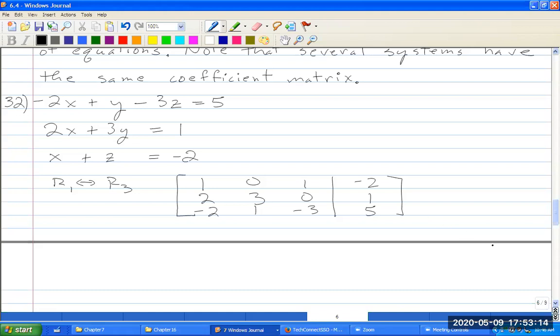Okay, so let's pivot. So I want to eliminate this 2 here, and so I'll take R2, subtract from it twice R1 to get me a new R2. For this, I'll want to eliminate the -2, so I'll take the third row, add to it twice the first row to give me a new third row.